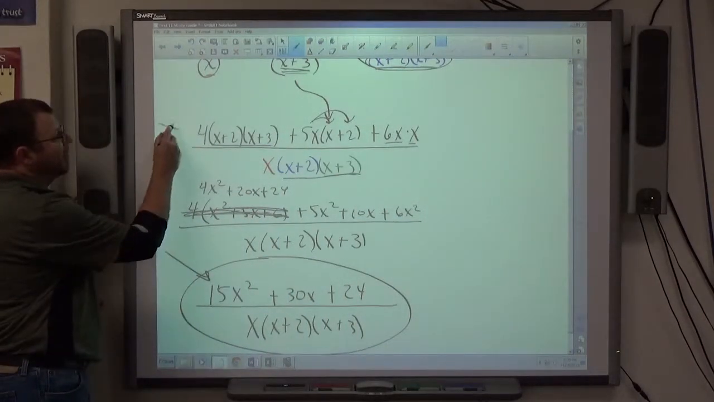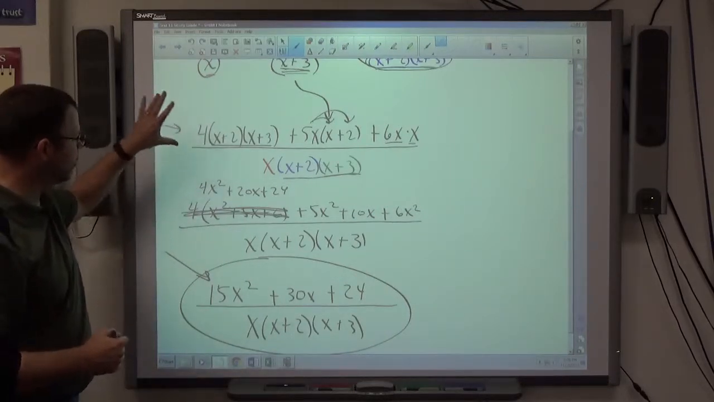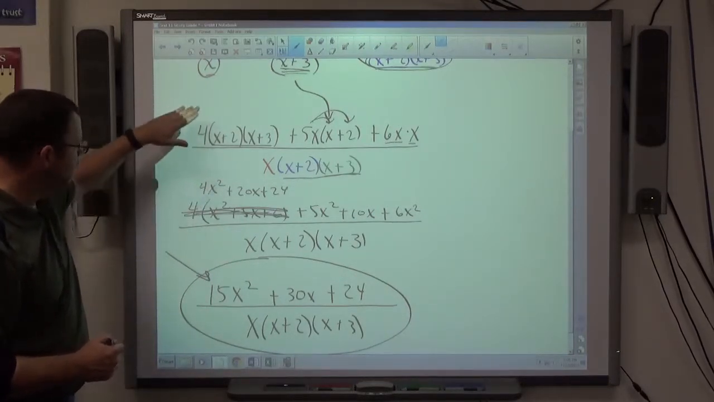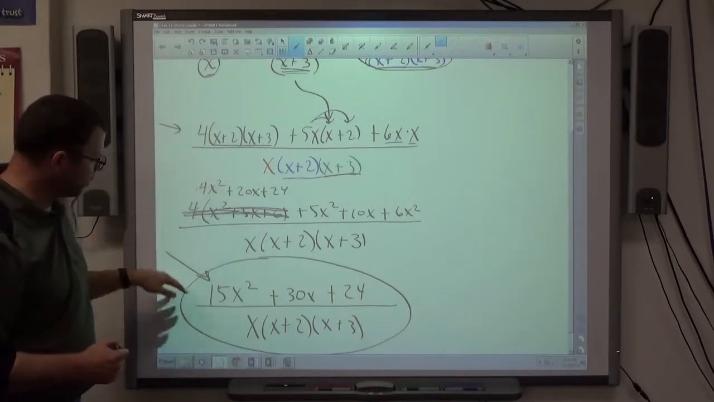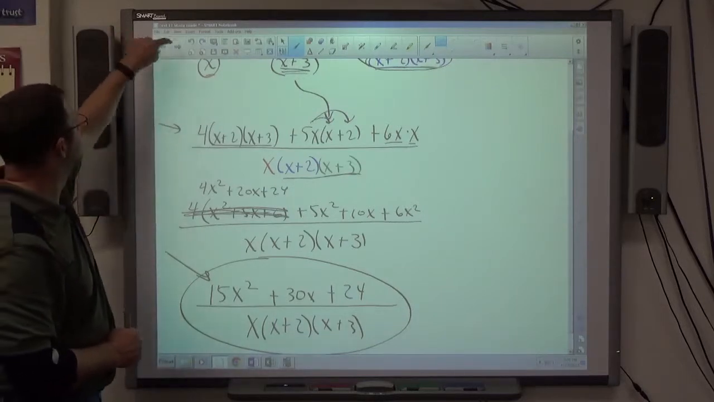If you get to here and just stop, I might give you half credit for at least doing that much right. But completely simplify the top, multiply stuff out, multiply stuff through, get me to a final simplified top over a factored bottom from that problem.